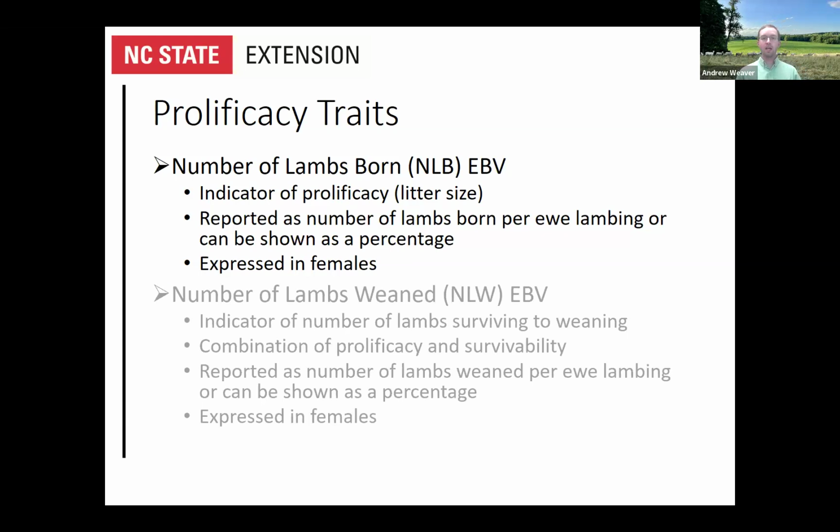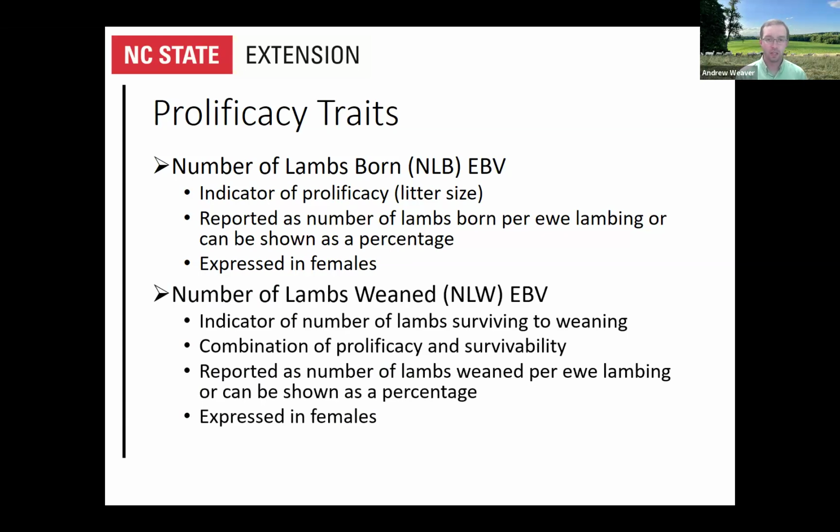Number of lambs weaned combines that prolificacy with lamb survival. And so it's combining both things together. Really, the number of lambs weaned is a more powerful metric, right? Because they can have 5 or 6 lambs, but if only one makes it to weaning, that doesn't do us a whole lot of good. I'd much prefer them to have 2 and raise 2.